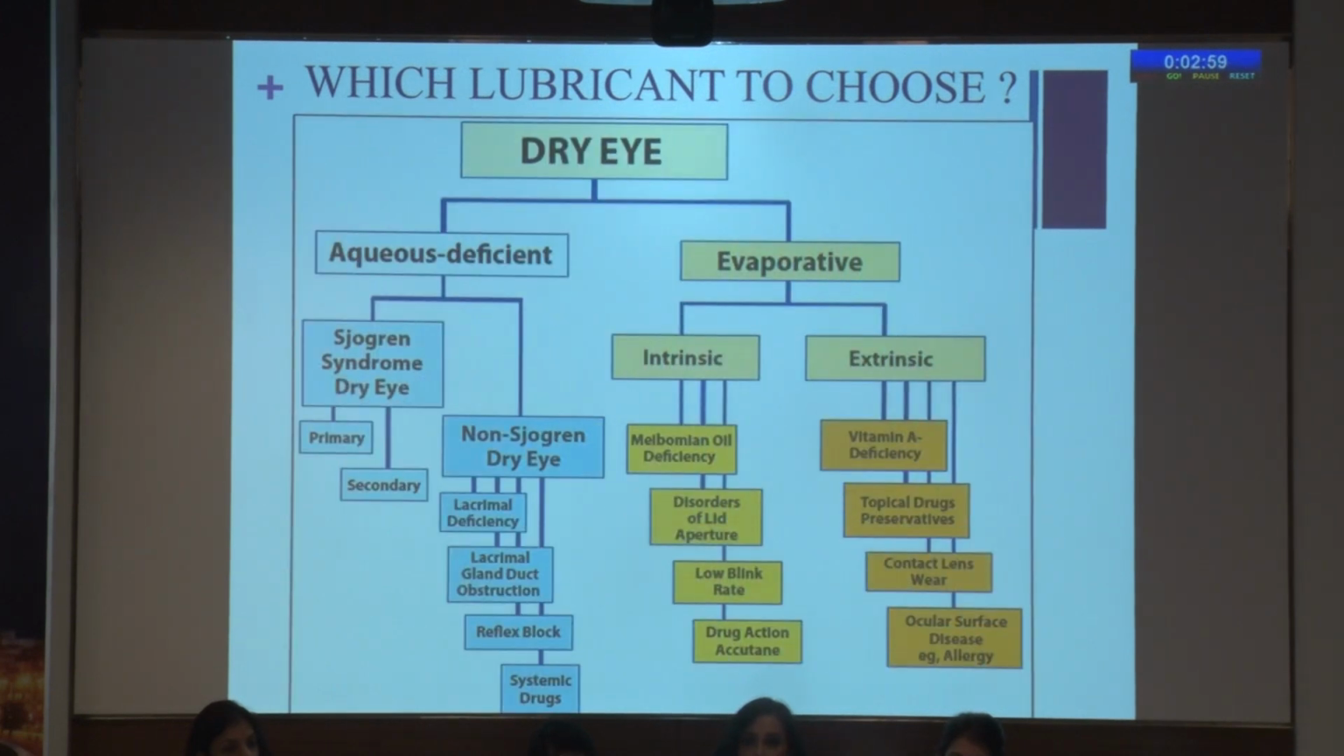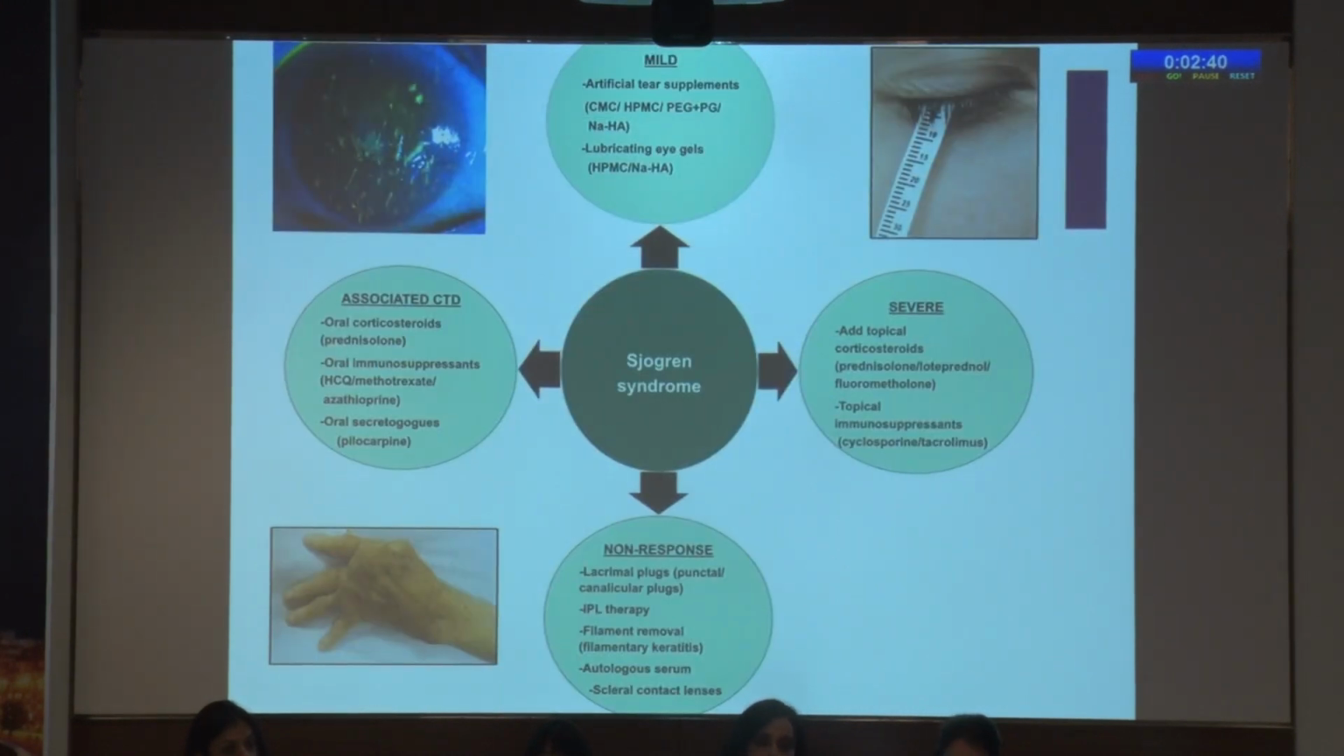The type of dry eye is very important to distinguish, whether it's aqueous deficient or evaporative. Aqueous deficient will require higher retention on the ocular surface and a higher viscosity, as well as those which are osmoprotectant, whereas evaporative dry eye will include something like lipid containing eye drops. The most common entity we see in aqueous deficiency is Sjogren's syndrome.